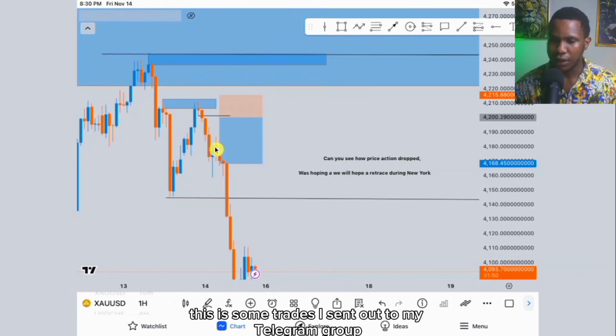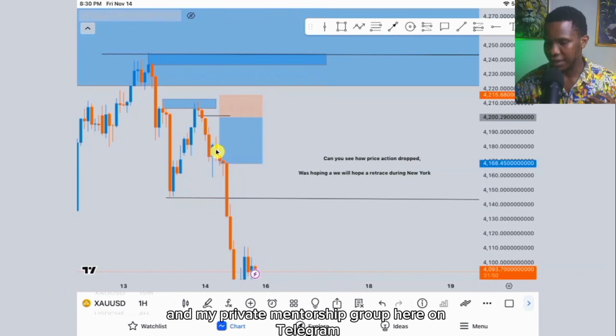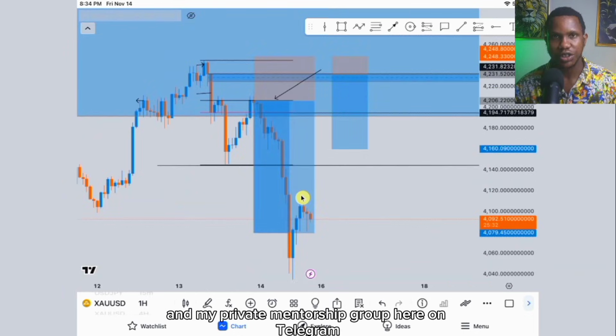This is some trade I sent out to my Telegram group and my private mentorship group here.